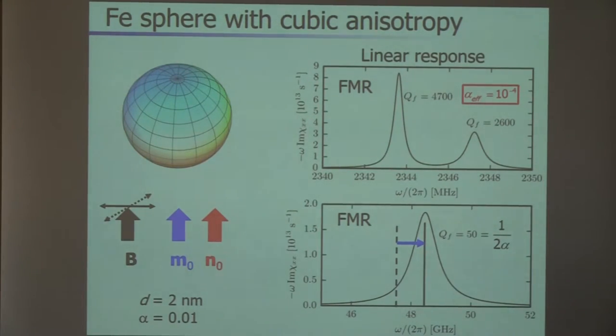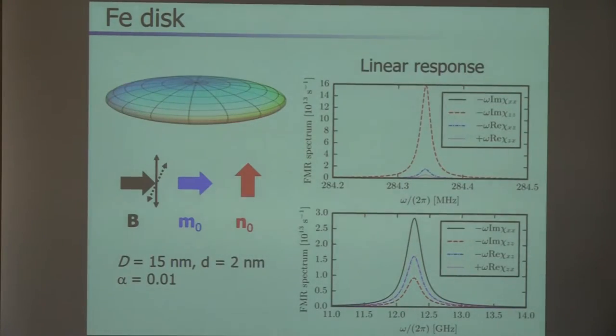Now, these spectra also depend on the shape. If we take a pancake, for example, it turns out that there's only one satellite instead of two. So you can also get information about the shape of the nanoparticles by these types of experiments.